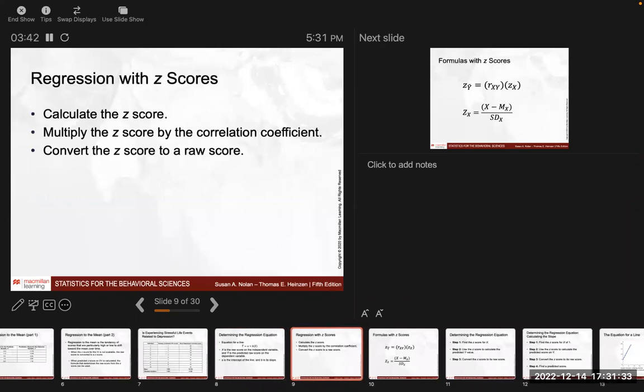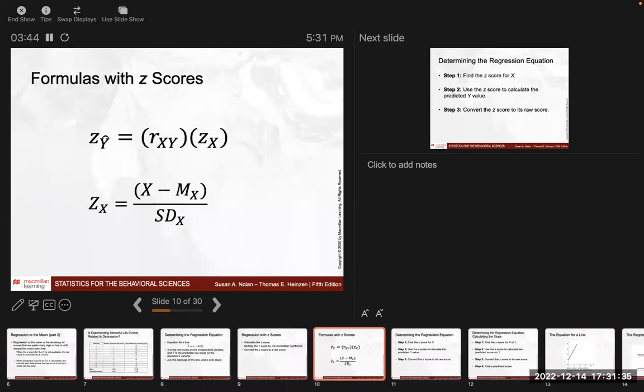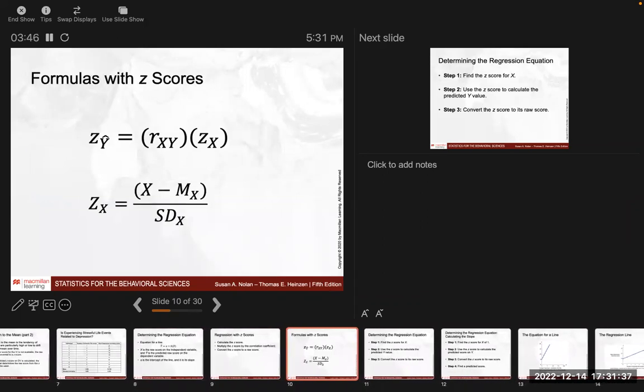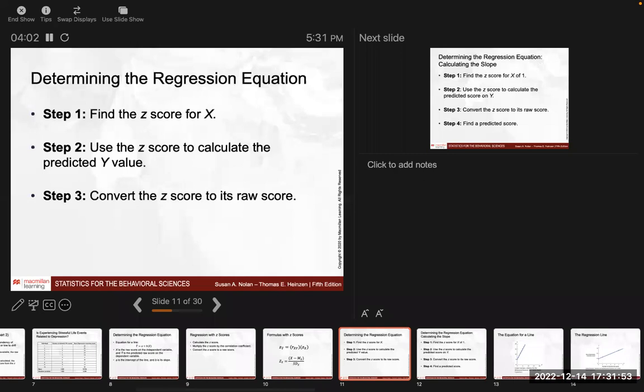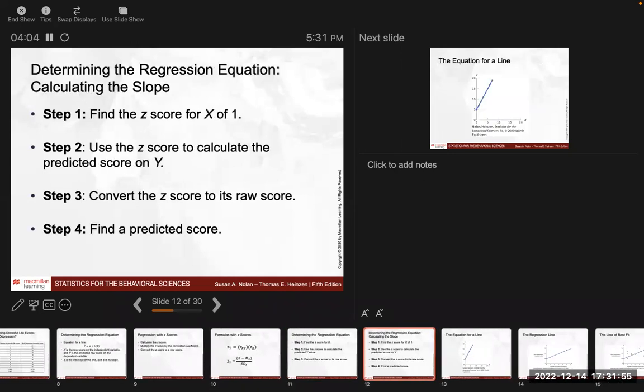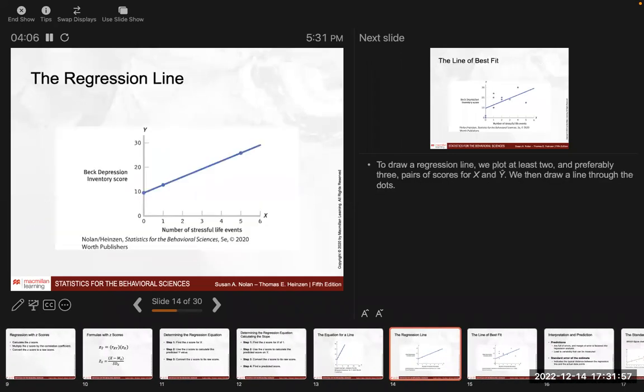Good. Regression with z scores. We talked about this. We've seen that formula earlier. Keep in mind how to standardize, but you know how to standardize, right? It's basically the individual x minus the mean divided by the standard deviation. Again, standard deviation, not the standard error. That's important to keep in mind. Good. Okay, equation for a line. We have done that.